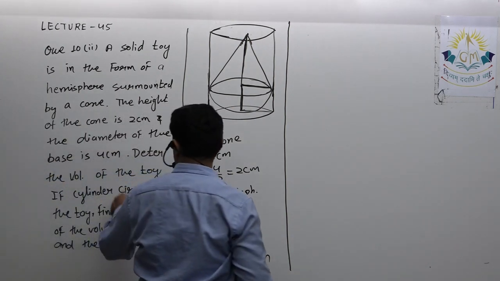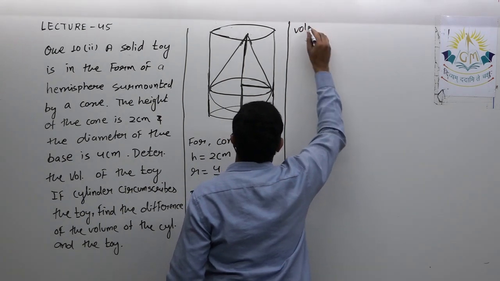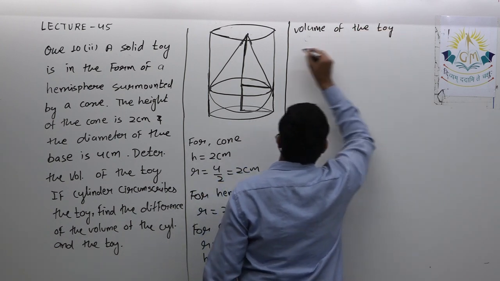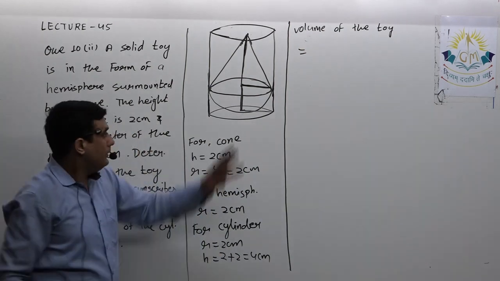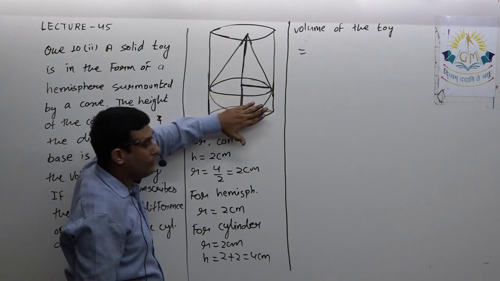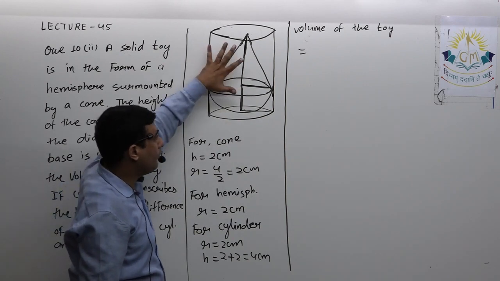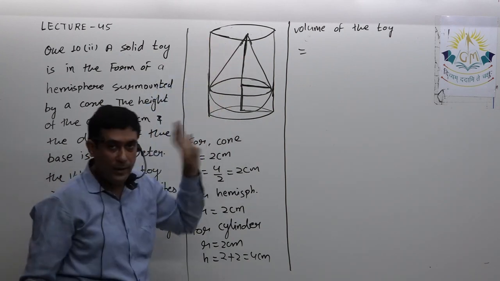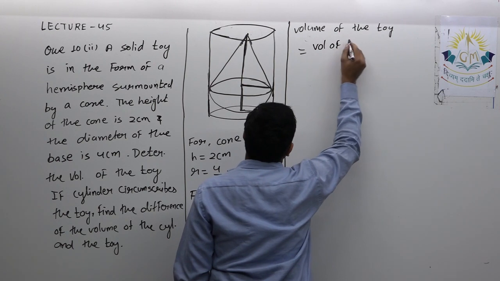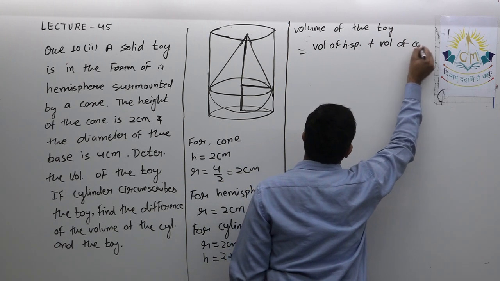Now first we'll find the volume of the toy. If there was a question to find the surface area of the toy, then it would be CSA of cone plus CSA of hemisphere, because there isn't any cavity. Here they are asking to find the volume of the toy. So volume of hemisphere plus volume of cone.